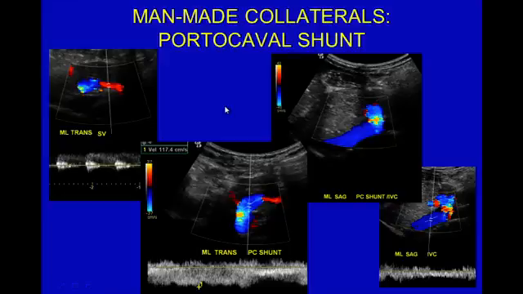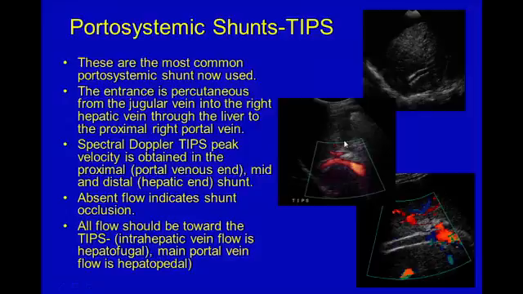This is a portocaval shunt, and here we can see the splenic vein is flowing from the spleen towards the IVC, but instead of going into the liver, it goes posteriorly back here and connects up into the inferior vena cava. The most common shunt that we use now is transjugular intrahepatic portosystemic shunt, so-called TIPS. And they are put in from the jugular vein into the right hepatic vein and then tunneled through the liver into the proximal right portal vein.